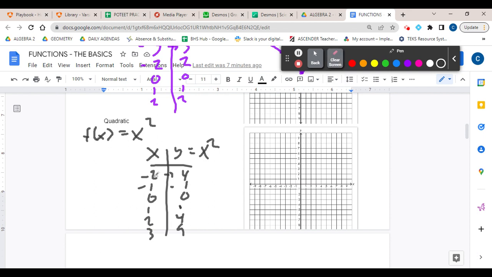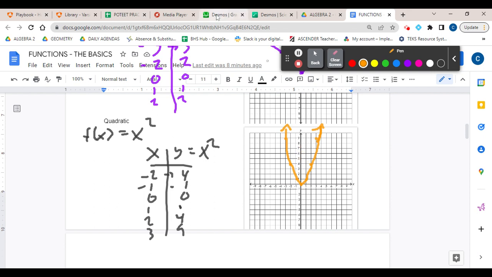Okay? So negative 2, 4 is a point on this graph. Negative 1, 1 is a point. 0, 0 is a point. 1, 1 is a point. 2, 4 is a point. 3, 9 is a point. Negative 3 squared is 9. Bang, is a point. So look at these points and look at the pattern. It makes this U-shaped thing right here, this parabola.